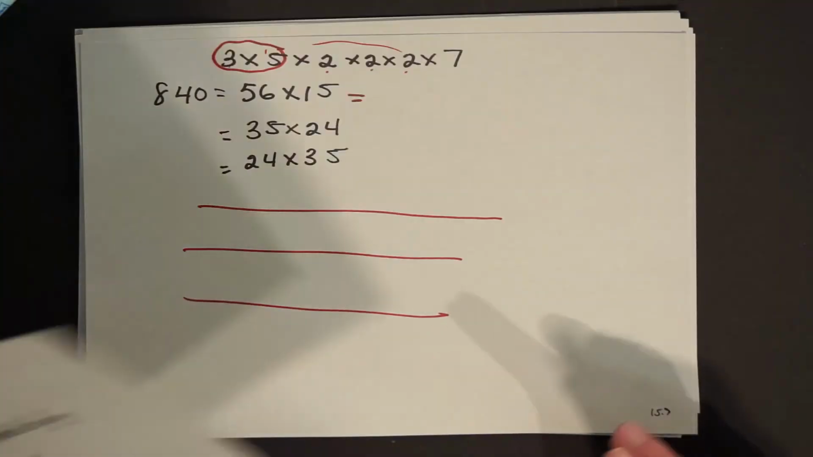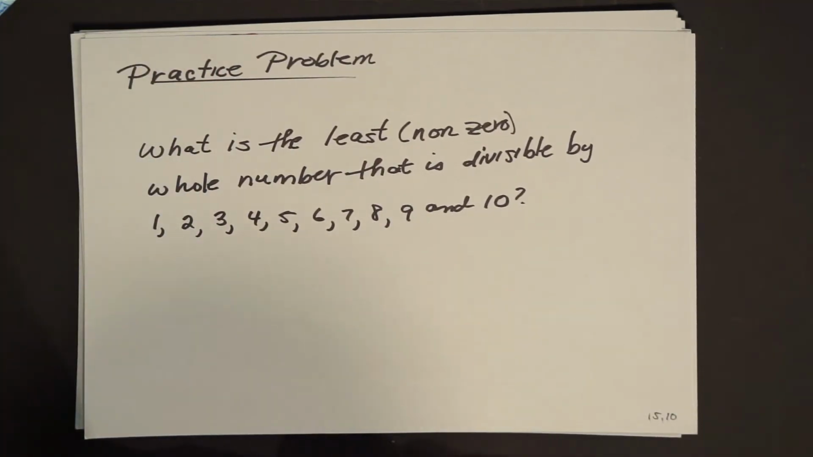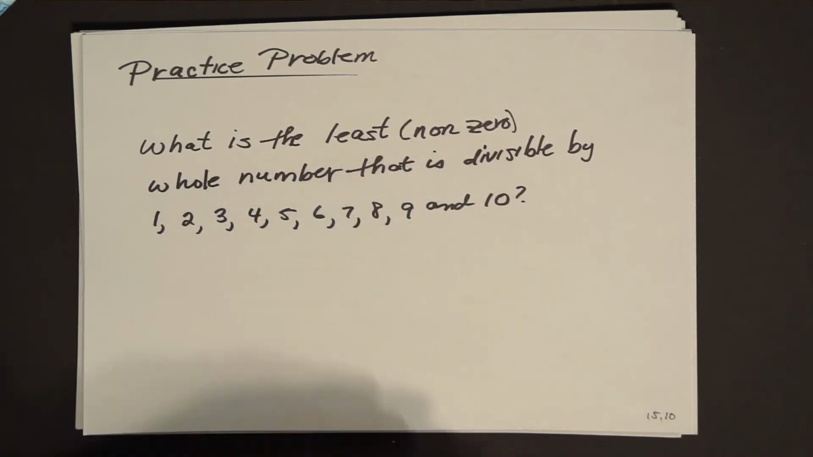Well, I think that's enough again for today. So let's leave us again with a practice problem. And I think this can be fun for you and the students if you want. Let's find the least whole number. And I always emphasize non-zero because every number is divisible by 0. If you say, what do I have to multiply 12 by to get 0? You say 0. Any number of zeros is still 0.